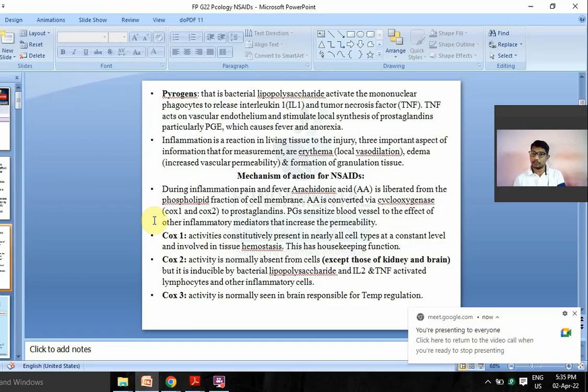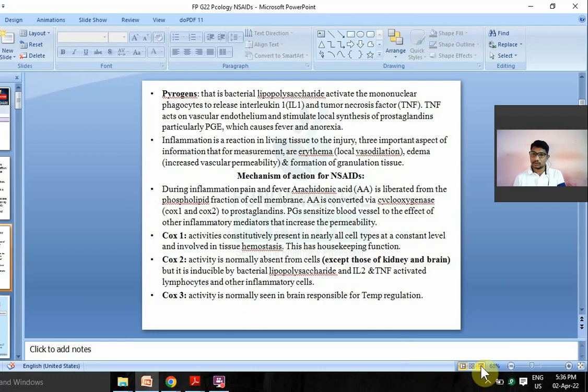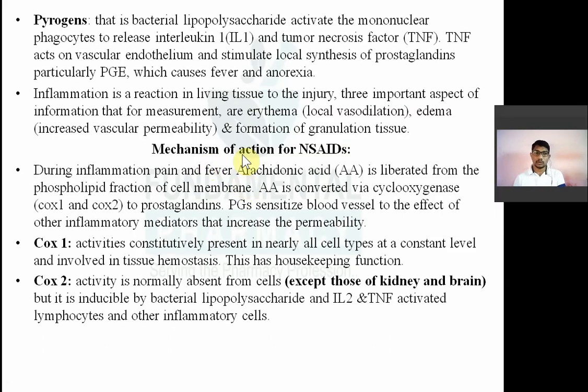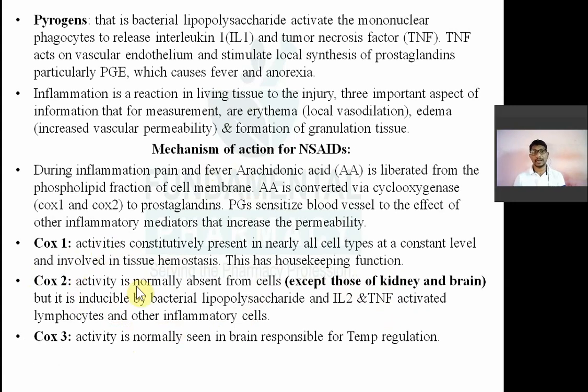COX-2 is responsible for the inflammation. It can be induced either by lipopolysaccharide, that is a pyrogen, or by tumor necrosis factor. And remember, COX-1 is the constitutive enzyme and has a housekeeping function, and COX-2 is inducible by pyrogens, interleukin and tumor necrosis factor. Inhibition of COX-2 will give you better anti-inflammatory activity than COX-1. COX-3 is also there. Its activity is normally seen in the brain, responsible for temperature regulation.